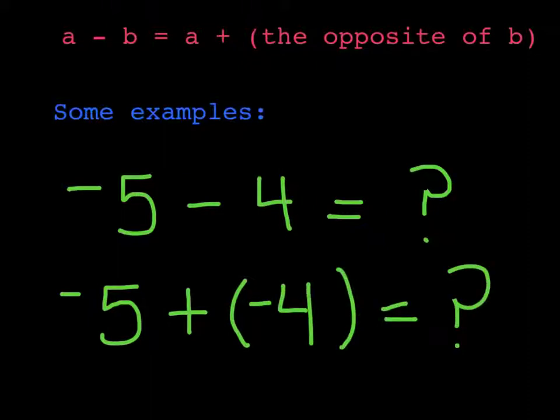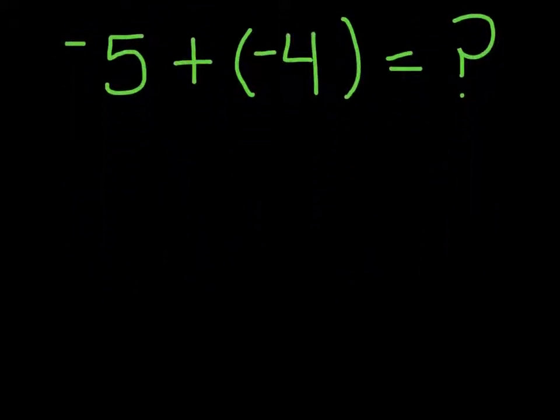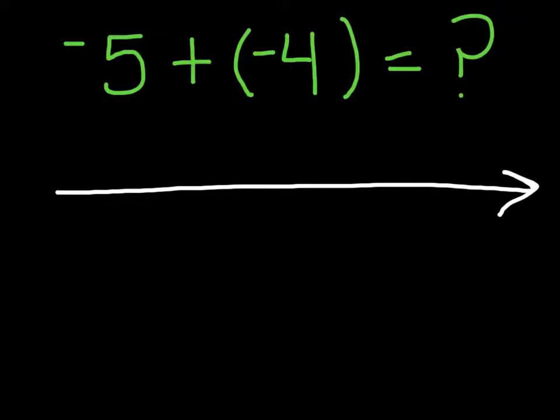I have simply rewritten my subtraction problem in the form of an addition problem by converting the second number in the operation into its opposite version. So negative 4 is the opposite of positive 4. Now it's simply a matter of solving this addition problem that I have written. We have been practicing that a lot, so let's quickly take a minute to figure out the solution to this problem.